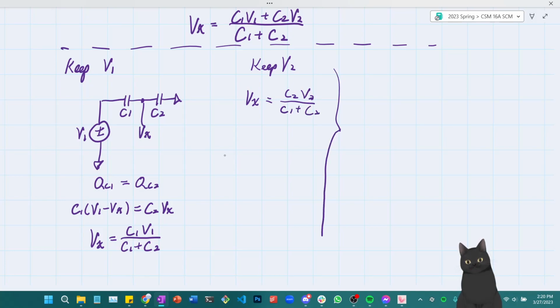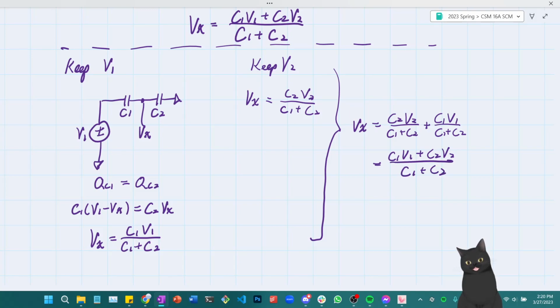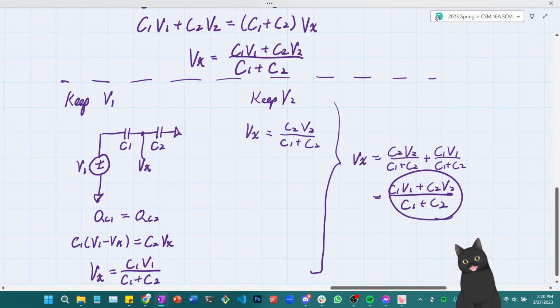So I sum these voltages together, and superposition tells me that Vx is equal to C2 V2 over (C1 plus C2) plus C1 V1 over (C1 plus C2). This is at the end equal to (C1 V1 plus C2 V2) over (C1 plus C2), which is exactly the same as what I got when I computed directly.